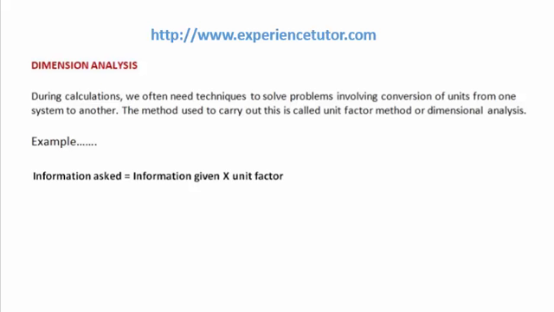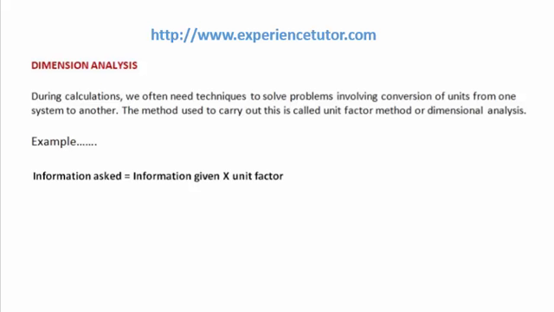From this equivalence, we can write 1 inch upon 2.54 centimeter is equal to 1 is equal to 2.54 centimeter upon 1 inch. Thus, 1 inch upon 2.54 centimeter equals 1, and 2.54 centimeter upon 1 inch also equals 1. Both of these are called unit factors.